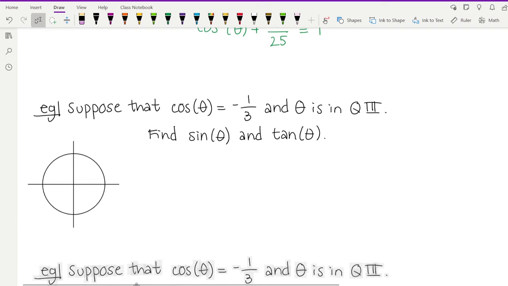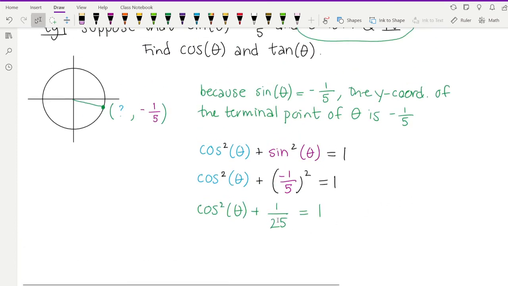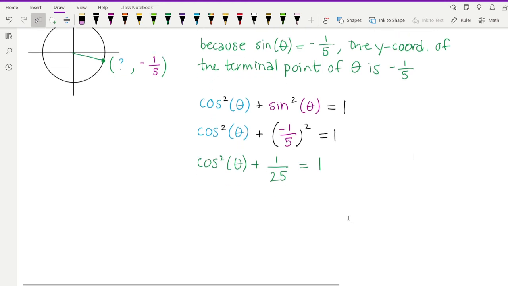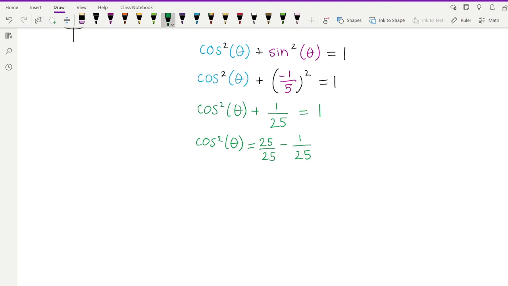But yeah, what are we trying to solve for in this problem? We're just trying to solve for cosine. So we need to isolate cosine. The first thing we can do is move this 1/25 to the other side. So we get cosine squared of theta is equal to 1 minus 1/25. And then 1 can be rewritten in terms of the common denominator of 25. So we can rewrite this as 25/25 minus 1/25. That tells us that cosine squared of theta is equal to 24/25.